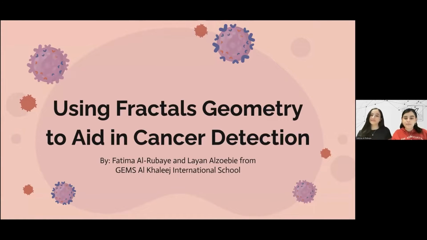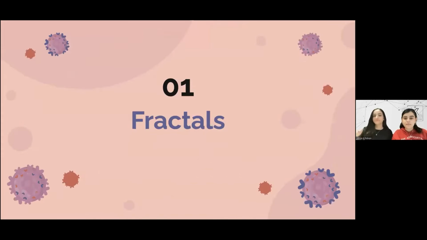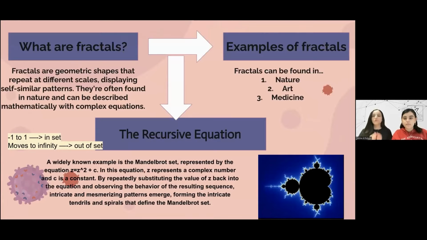And we're going to be discussing how exactly we can use fractal geometry to aid in cancer detection. First things first, we're going to discuss fractals. So what exactly are fractals? Well, fractals are geometric shapes that repeat at different scales. Essentially, a fractal is a shape that, no matter how many times you zoom into it, you will see that it's just a smaller version of itself repeated.